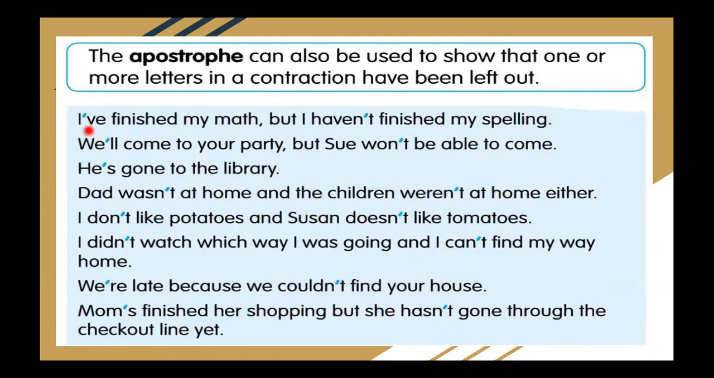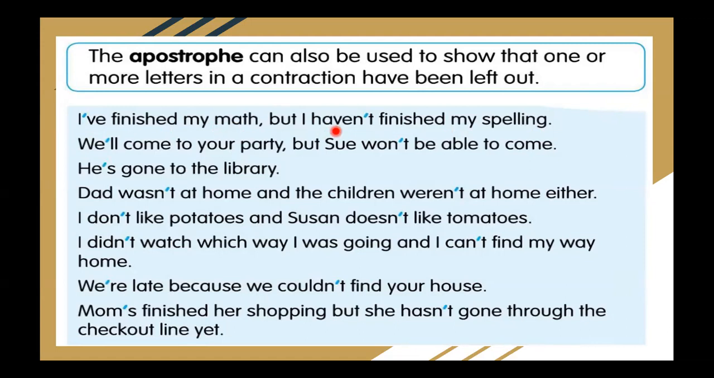Now you're going to tell me the contraction. Let's guess the contraction. I've finished my math, but I haven't finished my spelling. So here, what is the actual word? I have. Very good. I have becomes I've, apostrophe ve. I've finished my math. But I have not. Have not becomes haven't, apostrophe t.